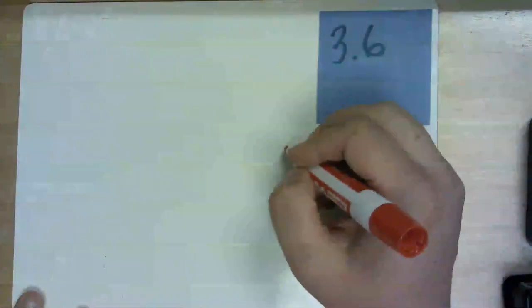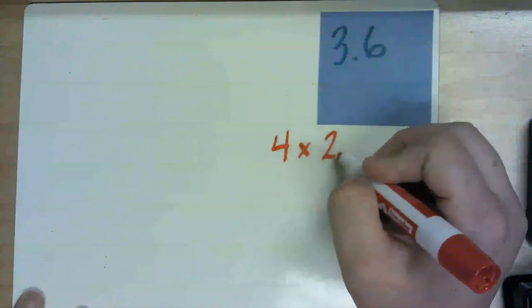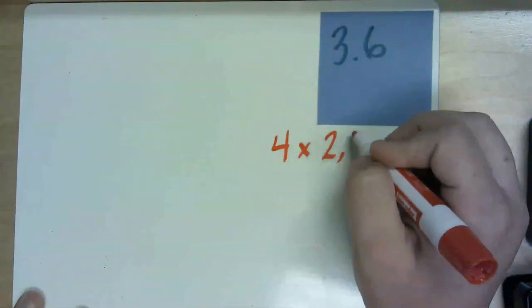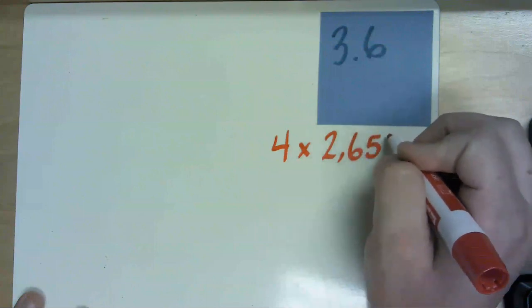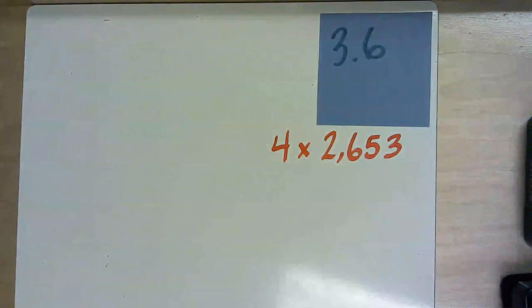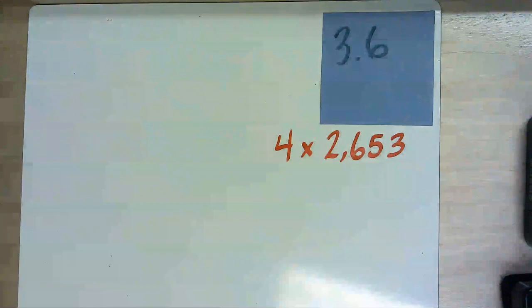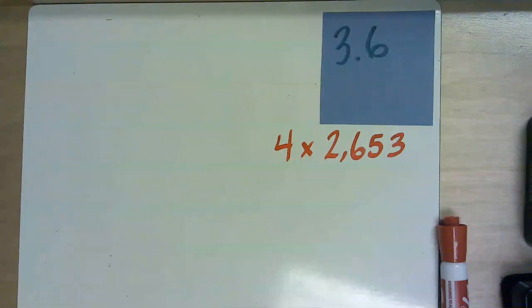All right. We're going to do 4 times 2,653. I'm going to ask you to rewrite it, stacking them on top of each other. We have horizontal. We want to turn it into a vertical one over here. Go ahead and try that out right now.